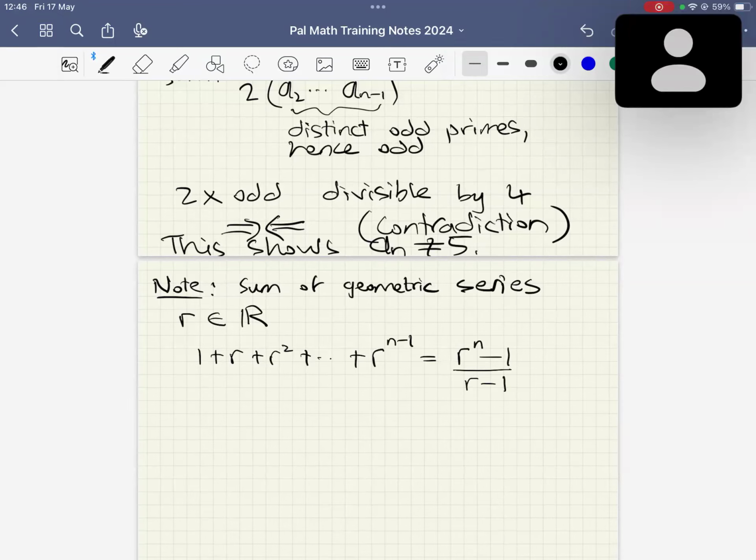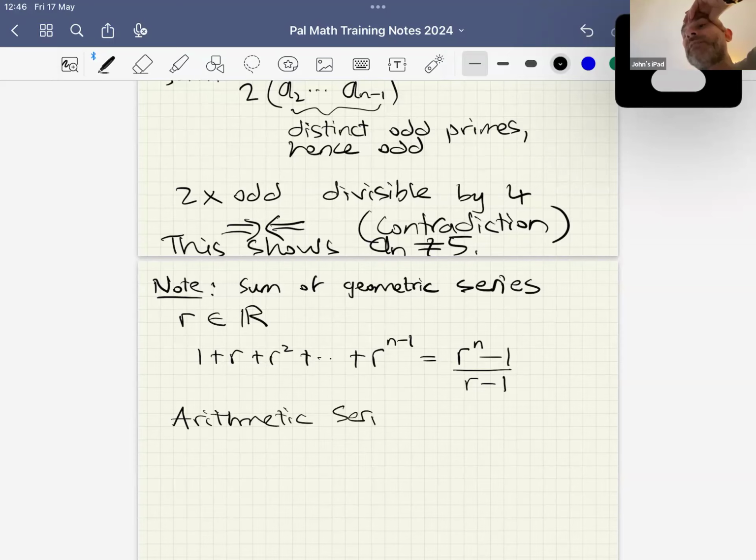Is there another rule like a over r minus 1 or something like that? I'm not sure if that's the same one. There's the sum of an arithmetic series. Oh, okay. Let's see, I'll write it down and see if it looks familiar.